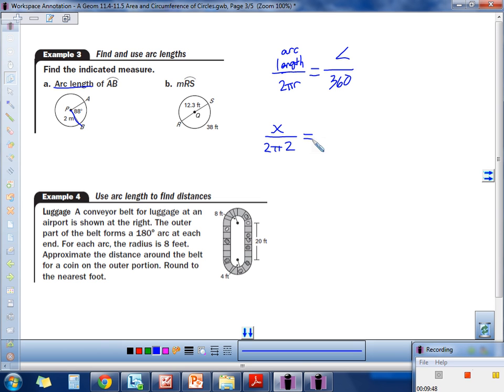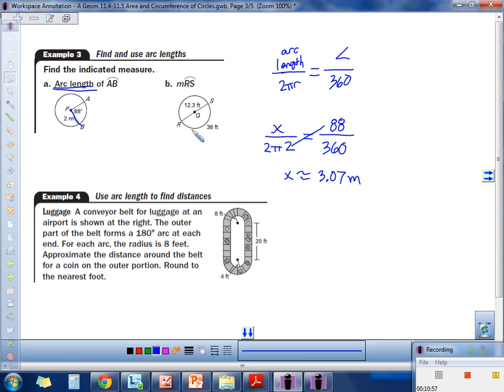And on the other side, we need our angle over 360. Do we know our angle? Yes, it's 88. Now your goal is to cross multiply. So you could do 2 times pi times 2 times 88, and then divide by 360. Alright, so when you cross multiply, you should get x is approximately 3.07. Now be careful. The length of the arc, what kind of units should I put on this answer? Just plain old meters. So it's 3.07 meters to go around the outside of that arc from A to B.